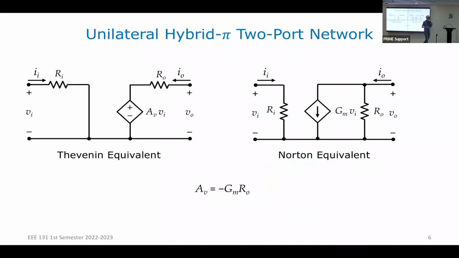We have a Thevenin equivalent, and we have a Norton equivalent. And we already showed that if you just know 3, then you can get the 4th because of this formula. If I already know my GM and my RO, actually I just need to know GM and RO, I can get A sub V. If I know A sub V and RO, I can get G sub M. We derived this formula last time: AV is equal to minus GM times RO. Again, take note, all of these are uppercase letters.